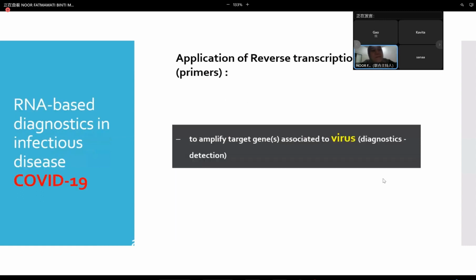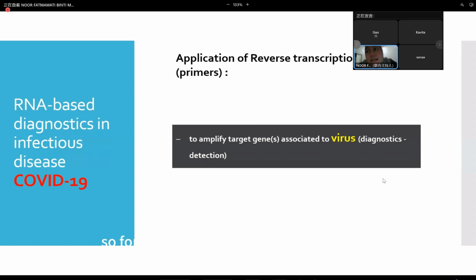And RNA-based diagnostics in infectious disease, what about for infectious disease? Reverse transcriptase real-time PCR. An example here is COVID-19. So reverse transcriptase real-time PCR has been used for COVID-19 to amplify target genes associated with the virus.